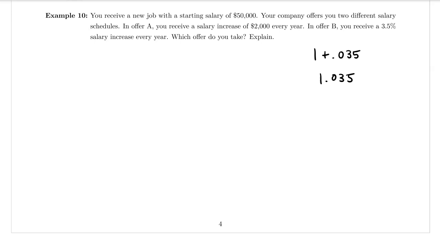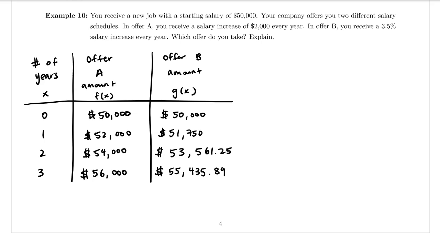So I'm going to make a table to kind of see if we can weigh our options that way. All right, so in the first column, we have the number of years, which is our input value x. And in column A, we have f of x, which is from offer A, and then offer B, in that column we have g of x, and we have those output values. So as we can see, the starting year in both scenarios, we have $50,000. And at the end of 3 years, you'll be making more money if you take up offer A.